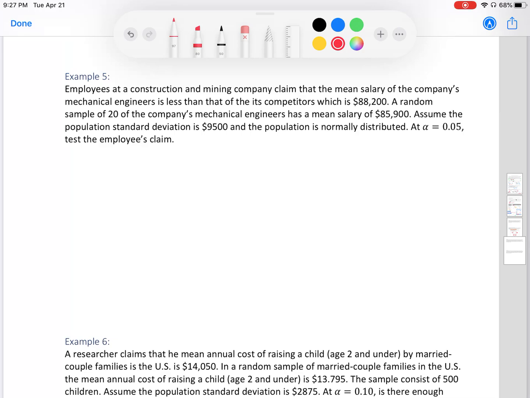So just as a question before, we want to go ahead and think about what we're given and find our claim and our two hypotheses, and then work through our problem.